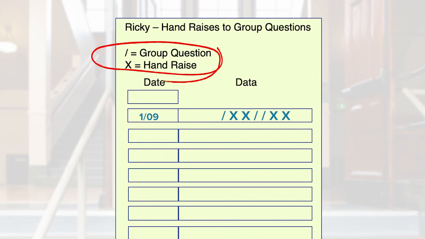This data says that the teacher asked 7 group questions on January 9th and that the student raised their hand 5 times. We could then say that they raised their hand during 5 divided by 7, or 71% of opportunities. So they continue to improve. Let's watch how the team introduces this concept to a teacher who will be collecting this type of data.